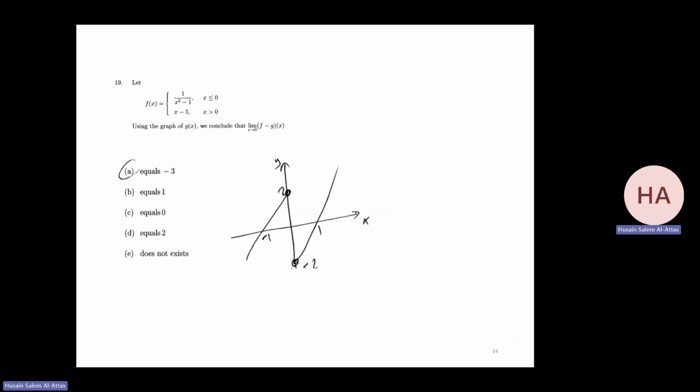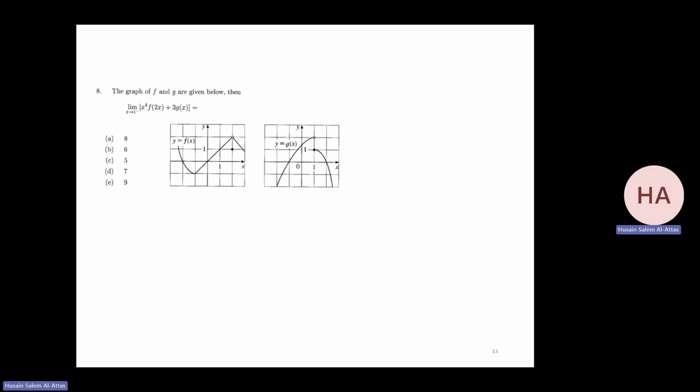The graphs of f and g are given below. Then he wants to find this limit as x goes to 1 from left. Be careful here. I have x cubed, no problem, because you just substitute, it's a polynomial. Then f of 2x. So I need to find the limit as x goes to 1 from left of f of 2x. If x goes to 1 from left, that means 2x will go to 2 from left. I'm choosing a value less than 1, 0.9999 times 2, still it will be less than 2, some value 1.99 something. So it will be 2 from left.